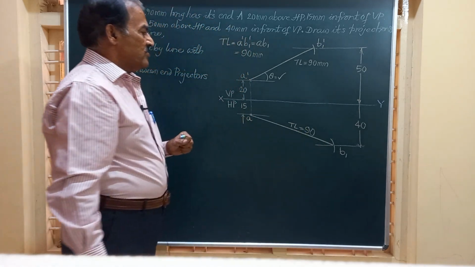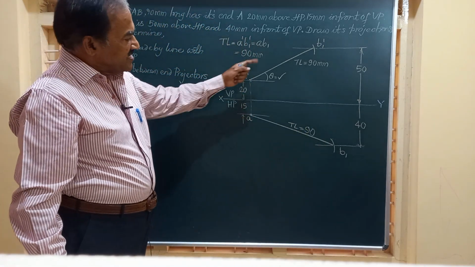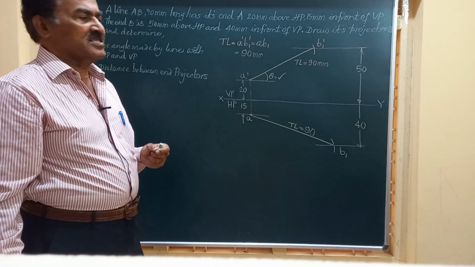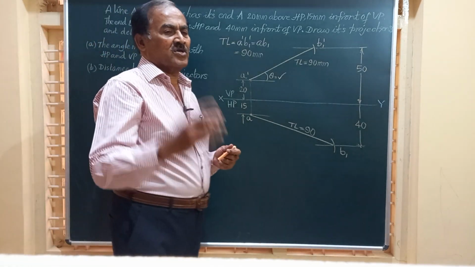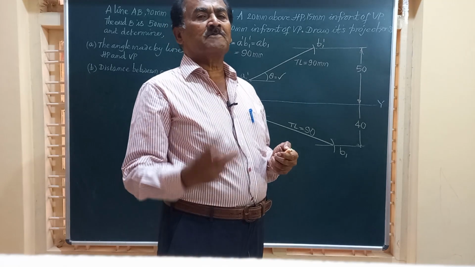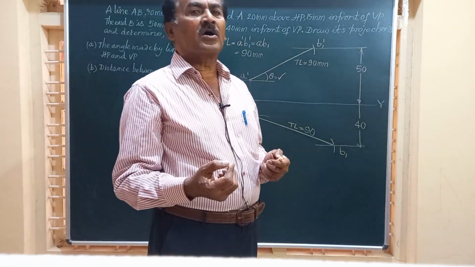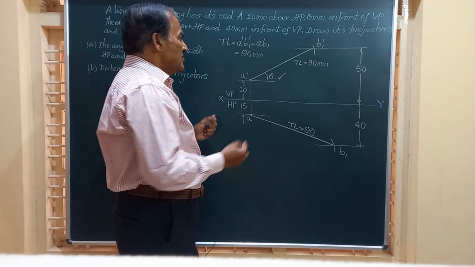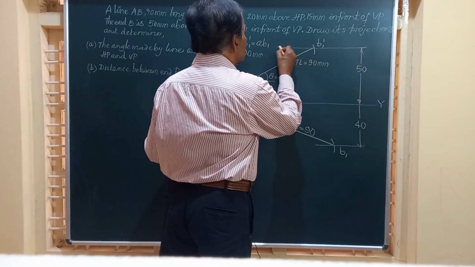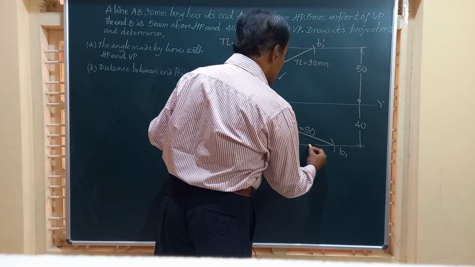So we have the true length in the front view, true length in the top view. So we have got two lines, and we are left with getting two more lines, that is A dash B dash, the front view, and AB, the top view. You can extend this locus a little this side.